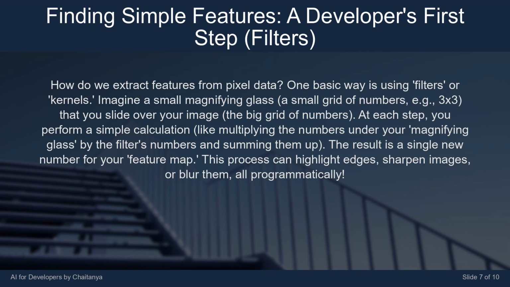One basic way is using filters or kernels. Imagine a small magnifying glass, a small grid of numbers, e.g., 3x3, that you slide over your image. The big grid of numbers. At each step, you perform a simple calculation, like multiplying the numbers under your magnifying glass by the filter's numbers and summing them up. The result is a single new number for your feature map. This process can highlight edges, sharpen images, or blur them, all programmatically.